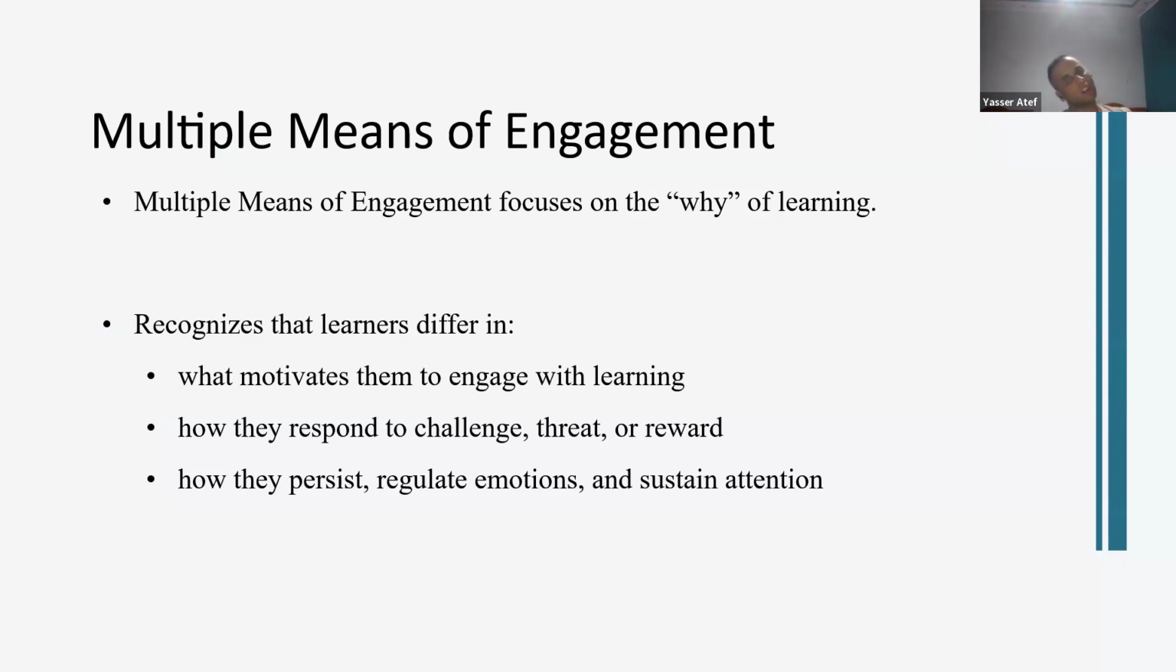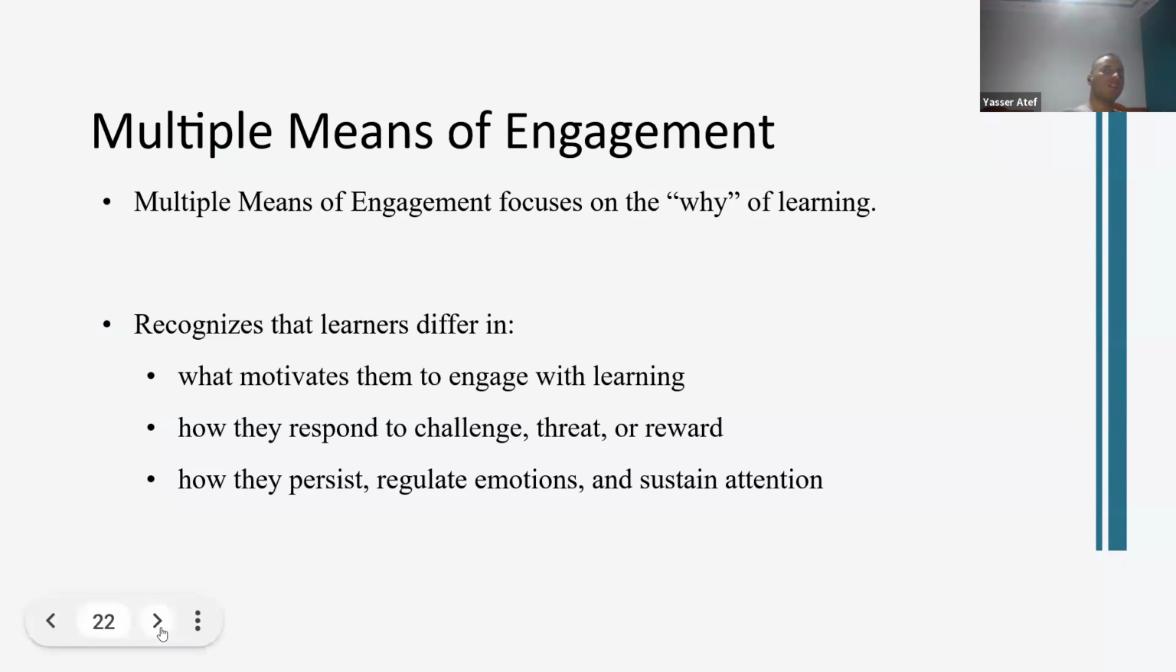We also try, through the multiple means of engagement, to acknowledge and reduce emotional or environmental barriers. So, for example, anxiety, threat, inflexible deadlines. We try to minimize these as much as possible, so we can increase the impact of learning and motivation for our students.